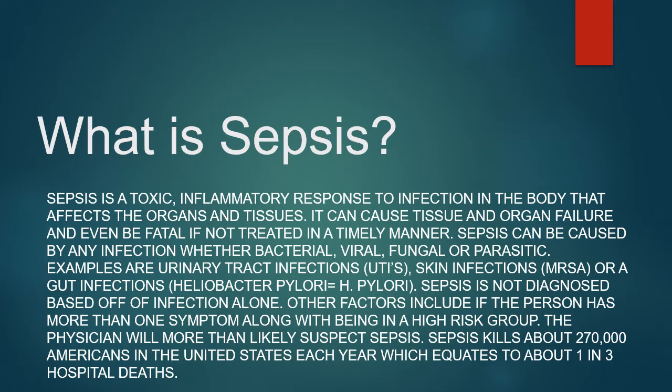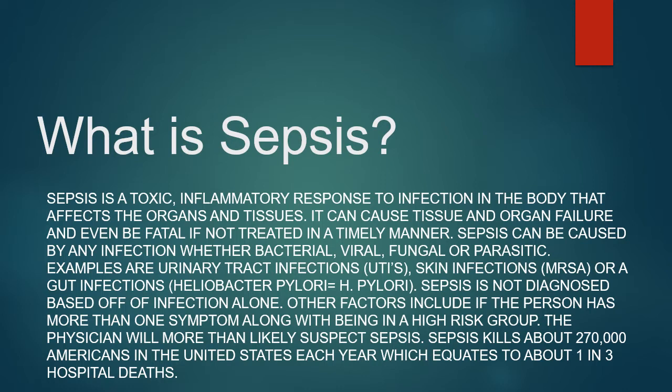Okay, so what is sepsis? Sepsis is a toxic inflammatory response to infection in the body that affects the organs and tissues. It can cause tissue and organ failure and even be fatal if not treated in a timely manner. Sepsis can be caused by any infection, whether bacterial, viral, fungal, or parasitic.